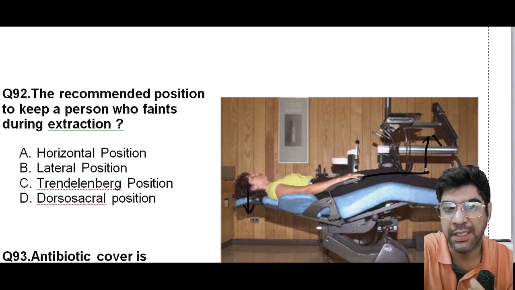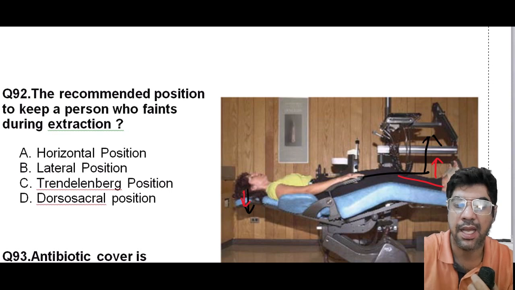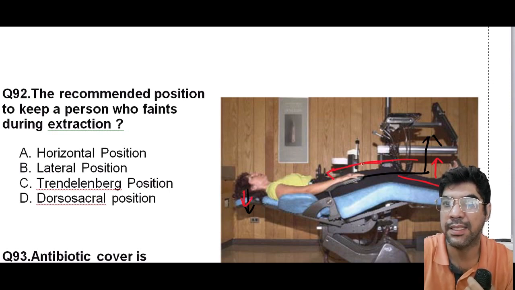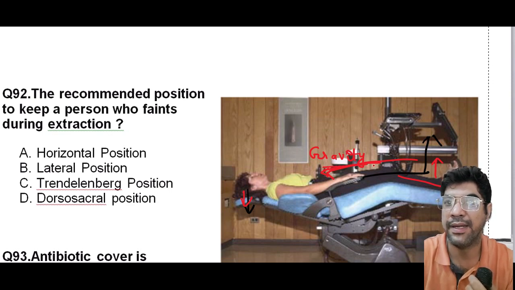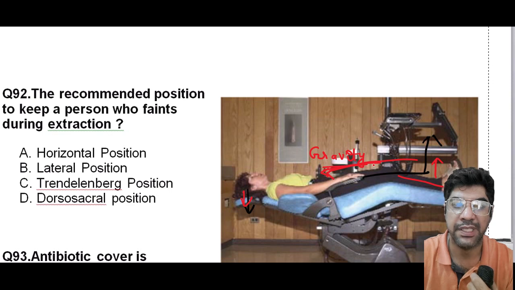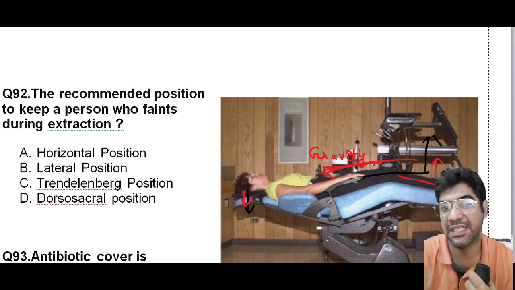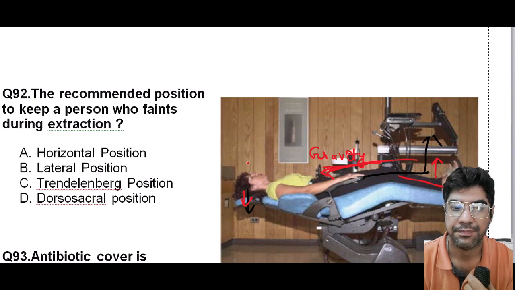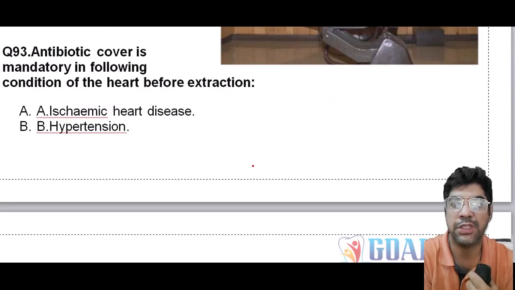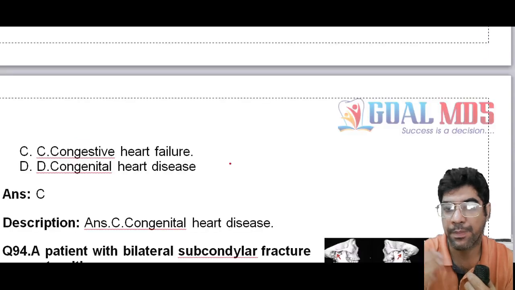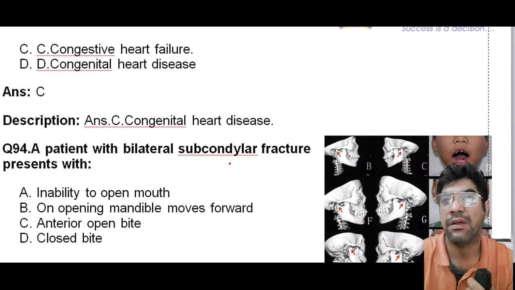The position involves lying the patient flat on their back with the head lower than the feet. So feet are at a higher level, the head is at a lower level. That will bring the blood to the brain by using gravity. That will assist in restoring blood pressure and cerebral perfusion. So placing the patient in Trendelenburg position helps to promote the recovery from the syncope.